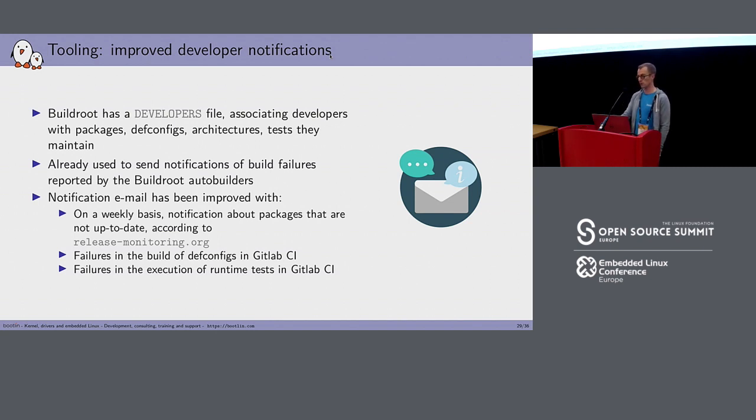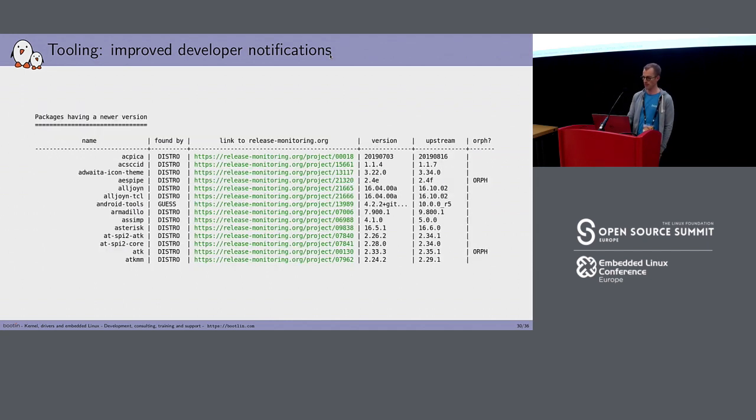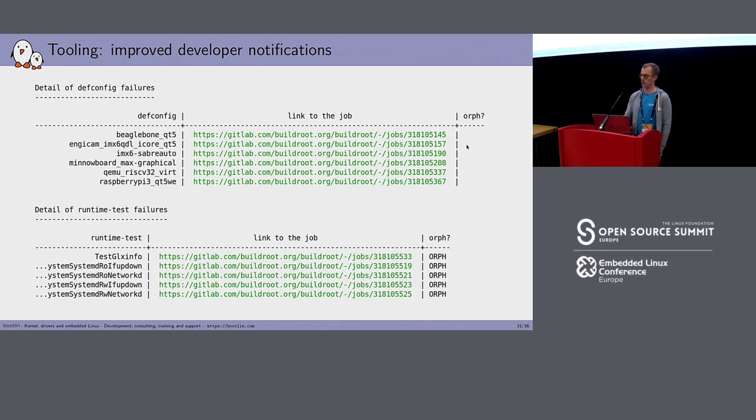We've also extended it to notify developers when the defconfigs they maintain no longer build in our CI, or when one of the tests they maintain no longer builds or runs in our CI. So it gives something like this. For the version notification, it says, hey, package ACPICA is at version this in Buildroot and upstream has that. Maybe you should have a look at that. So this is sent both to individual developers about the packages they care about, and also to the mailing list about all packages so that the entire community can participate in the effort. And here is the same idea for defconfig failures and runtime test failures, when a defconfig, like for a particular platform, no longer builds, or when a given test no longer builds or runs.